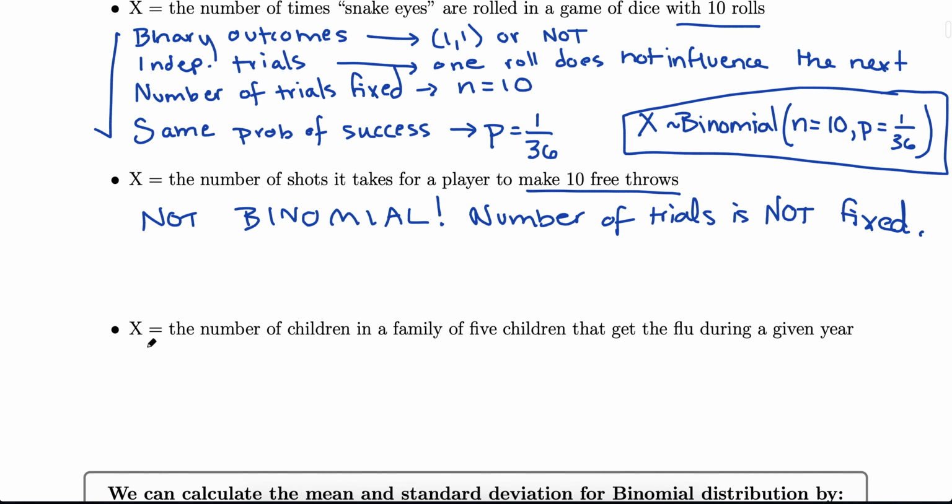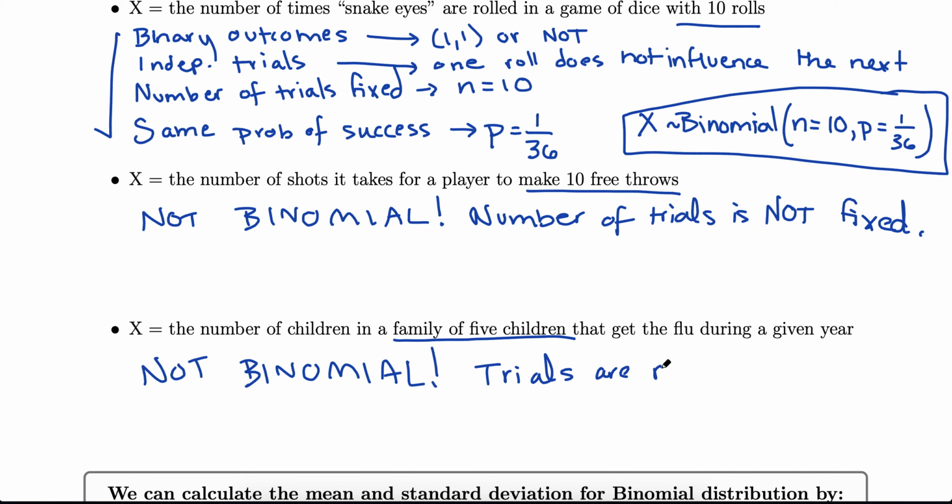Okay, think about this last one on here. The number of children in a family of 5 that get the flu during a given year. Right, this one is also not binomial. And our reason, if we're talking about a family of 5 children, then if one gets sick, probably it's going to spread around all the other children. So this would be a very clear case where we do not have independent trials. So I'll just make that comment. Trials are not independent.